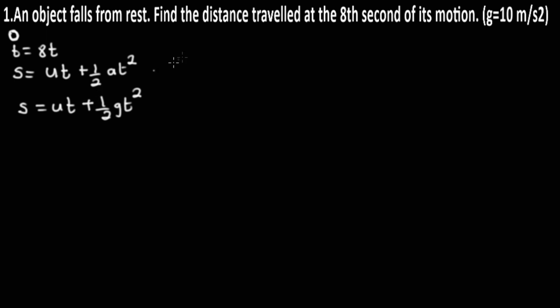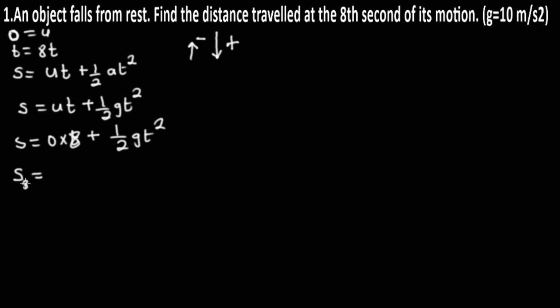So take note, when an object is going against motion, it's a negative sign. When an object is falling freely, it is a positive. So this, an object falls from rest. From rest, it means its initial velocity is 0. So we say s is equals to 0 times 8 plus half gt square. So 0 times 8 is 0. So s8 is equals to what? Half, because this one is automatically 0, half times 10 times 8 square.